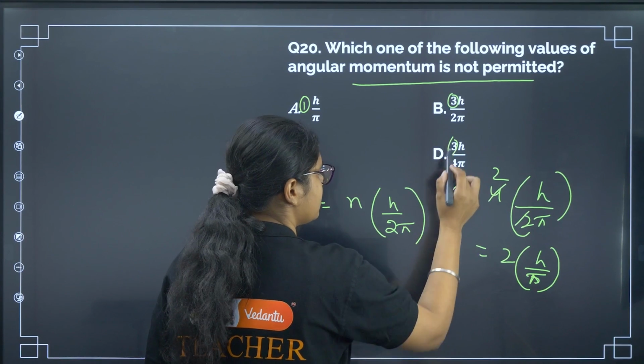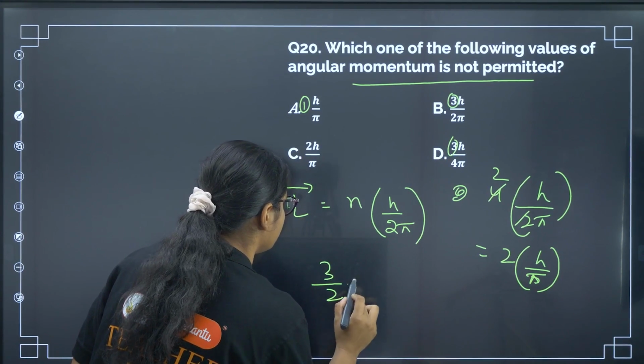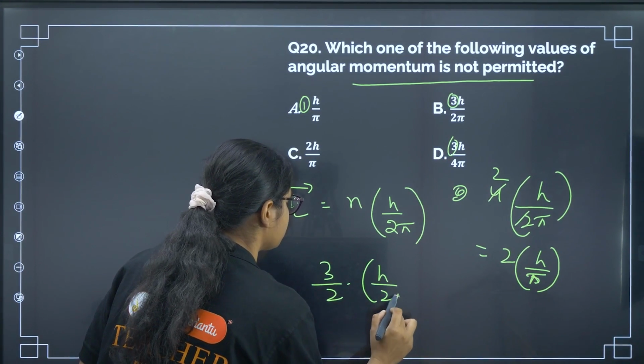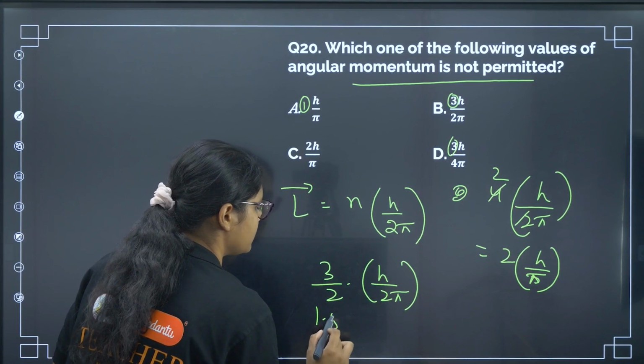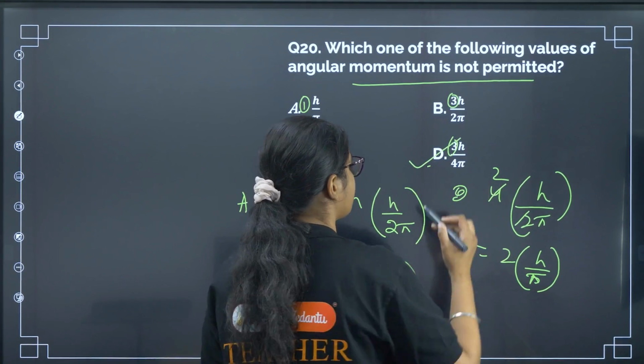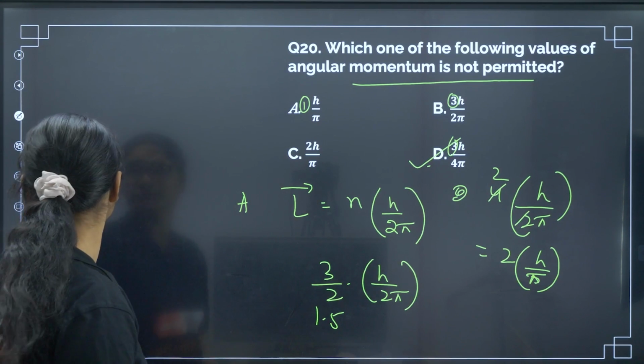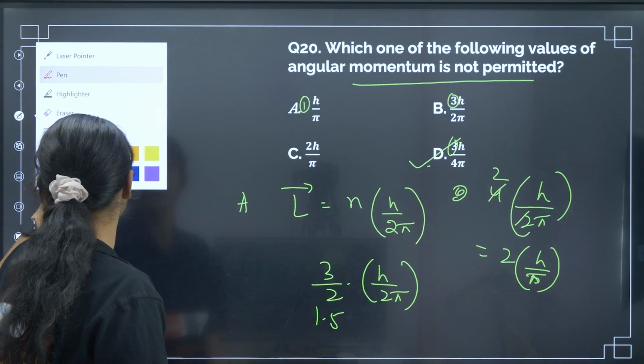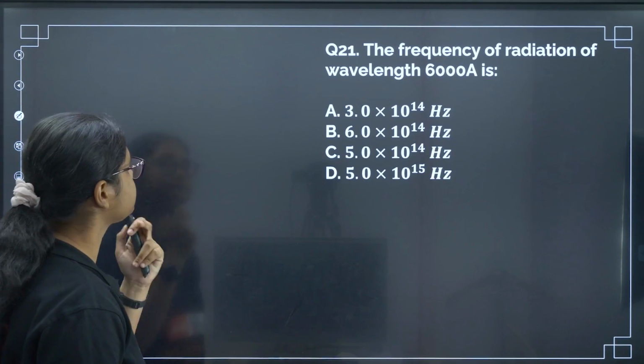This one, we can write as 3 by 2 into h by 2 pi. 3 by 2 is not a whole number, it is 1.5, it is a fractional number. So this is incorrect. The correct answer for this question will be option number D. Okay, now let's see the next question.